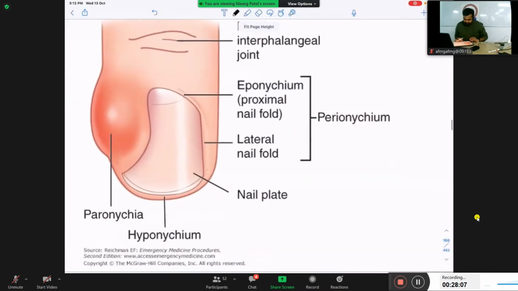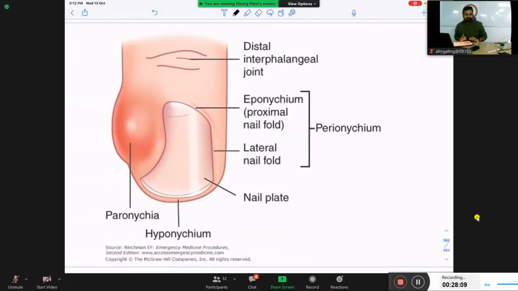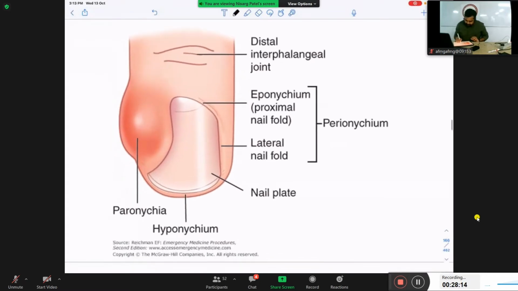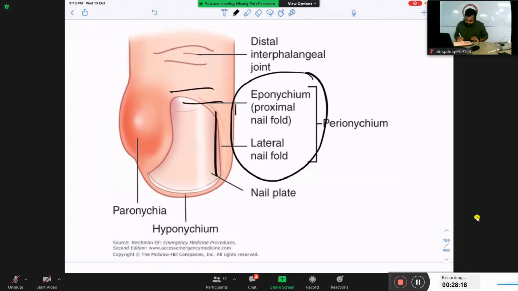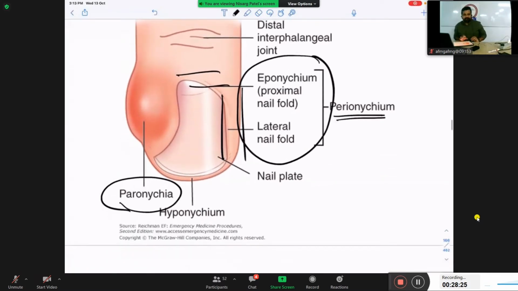See this. So in your exam, if they give you a nail with the infection of the proximal nail fold, as you can see here, the proximal or the lateral nail fold. So what is this? This is the perionychium, and the infection of this is known as paronychia. If they ask acute, it is Staphylococcus aureus. If they ask chronic, it is Candida.